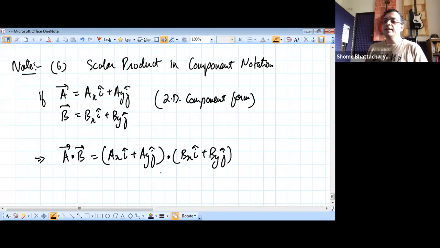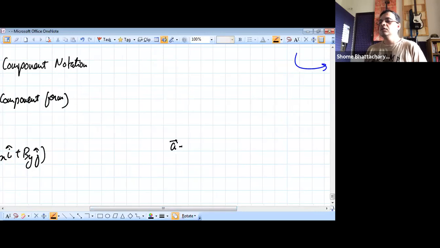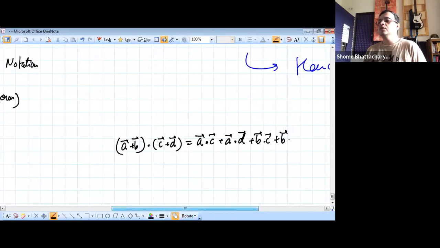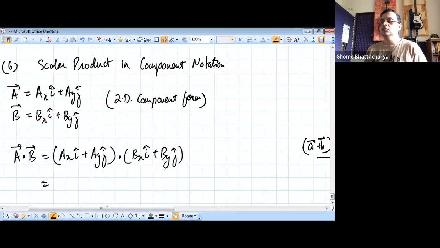Now you can open this bracket using distributive property. So it's basically we'll be using this kind of property that A plus B dot product with C plus D, we can write as A dot C plus A dot D plus B dot C plus B dot D. Now we can open this into 4 terms like this. So like that, you just apply this concept over here.